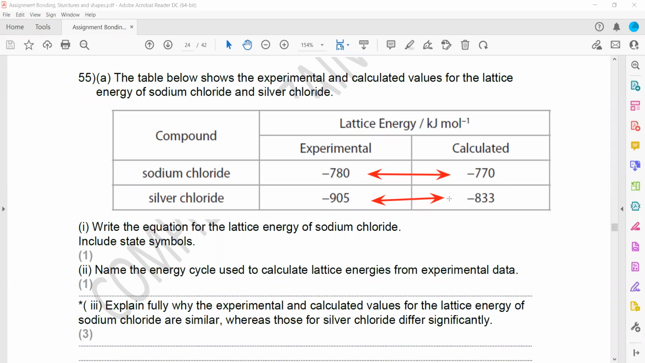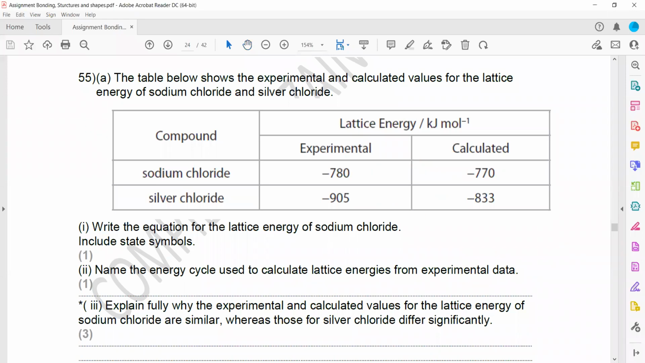And then the difference between the experimental value and the theoretical value. Here, how much is the difference? 905 is there and 83, so about, say, 70. And this one is only 10. So which one is having a greater polarization? The one which is having a greater difference in the theoretical and the experimental value. So silver chloride is also having a greater difference. It shows that its ions are not perfect spheres, or there's a greater distortion.